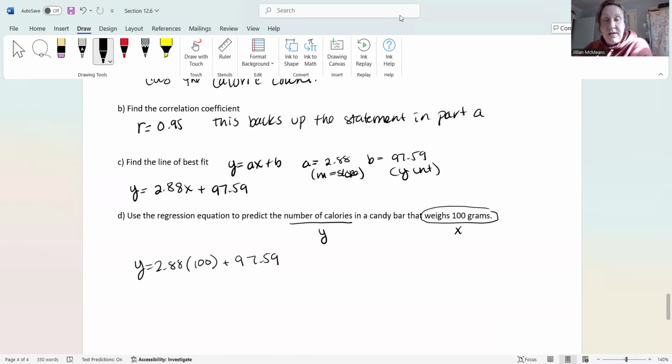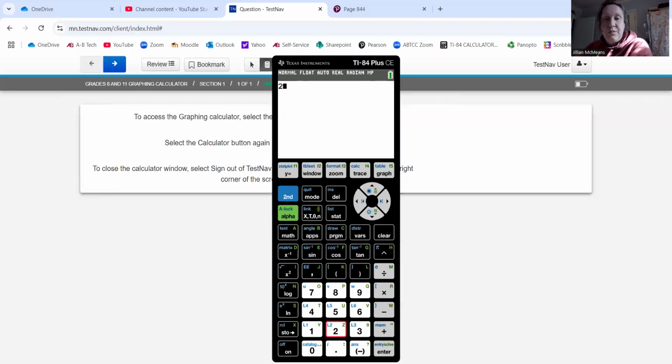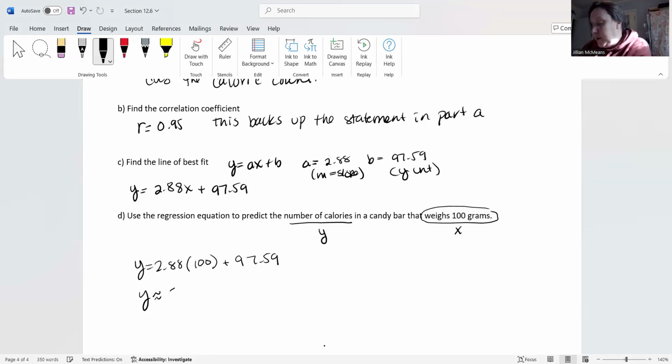And then we can go back to the calculator. So we had 2.88 times 100. And then we want to add 97.59. And we get 385.59. Let's go ahead and round, and let's say this is 386. Okay. So 386. So we get here that Y is approximately 386 calories.